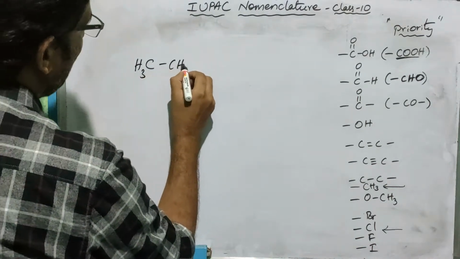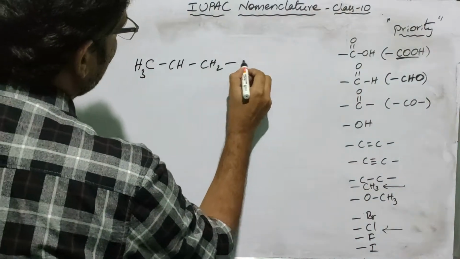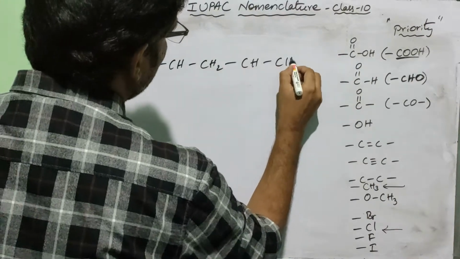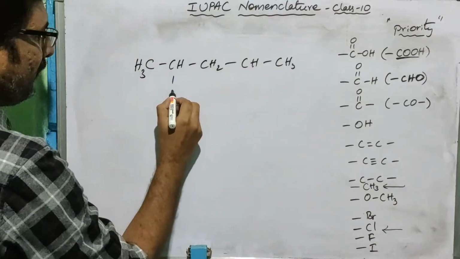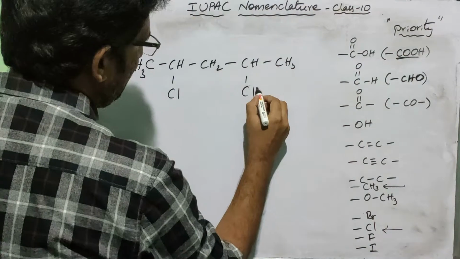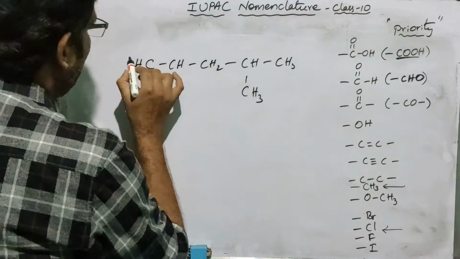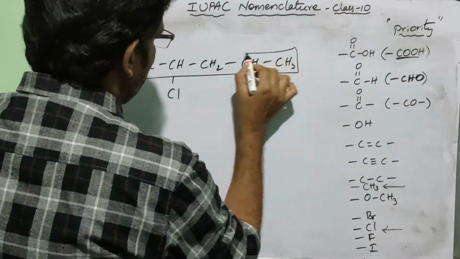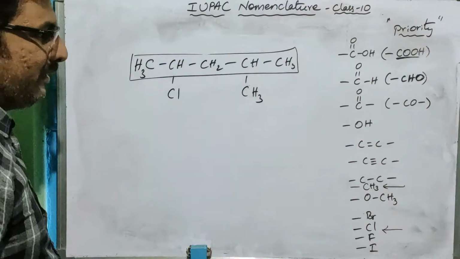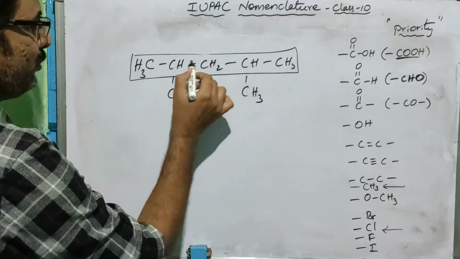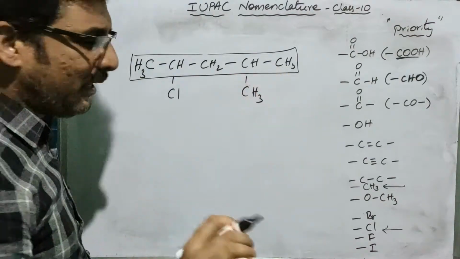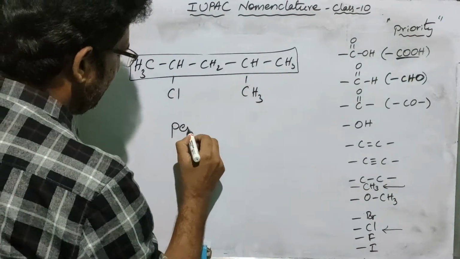CH3, CH, CH2, CH, CH3, Cl, CH3. Now again in the longest chain. So this will be the longest chain of carbon atoms. So again 1, 2, 3, 4, 5. 5 carbons are there. So you will write pent.